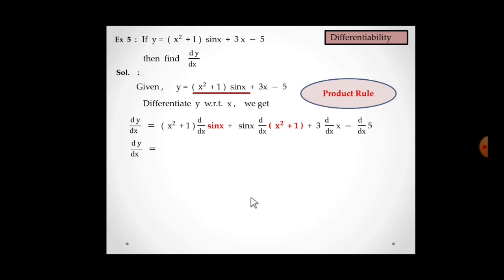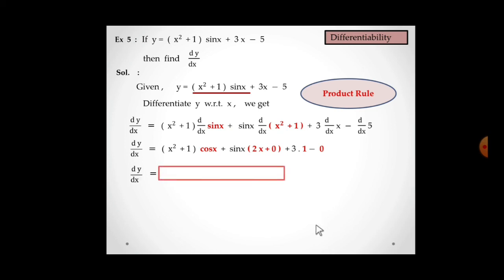Okay, so this becomes the derivative of the given example. Next is writing the derivative. X square plus 1 as it is, d by dx of sin x is cos x, sin x as it is, derivative of x square is 2x and 1 is 0, and 3 as it is, derivative of x is 1, and the derivative of 5 is 0. Okay, next is rewriting this answer, that is x square plus 1 into cos x, plus 2x sin x or sin x into 2x, and plus 3. 0 is not required to write. So this is the solution of the example.